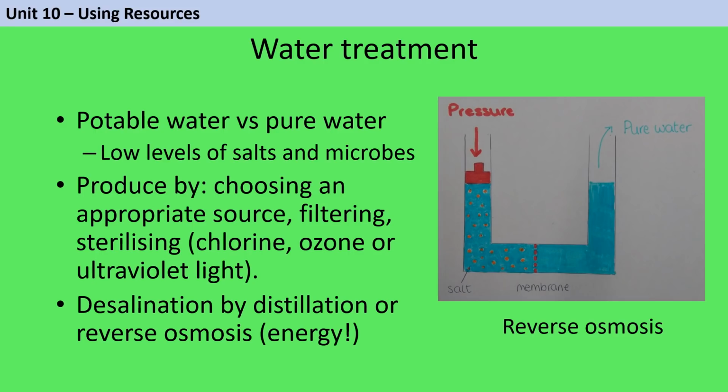Either we can distill it by heating it up until it evaporates, leaving the salt behind, or we can use reverse osmosis, where it's pushed through a membrane. Both of these methods are very energy intensive, and this makes them expensive, which is why countries that have access to sources of fresh water tend not to use them.